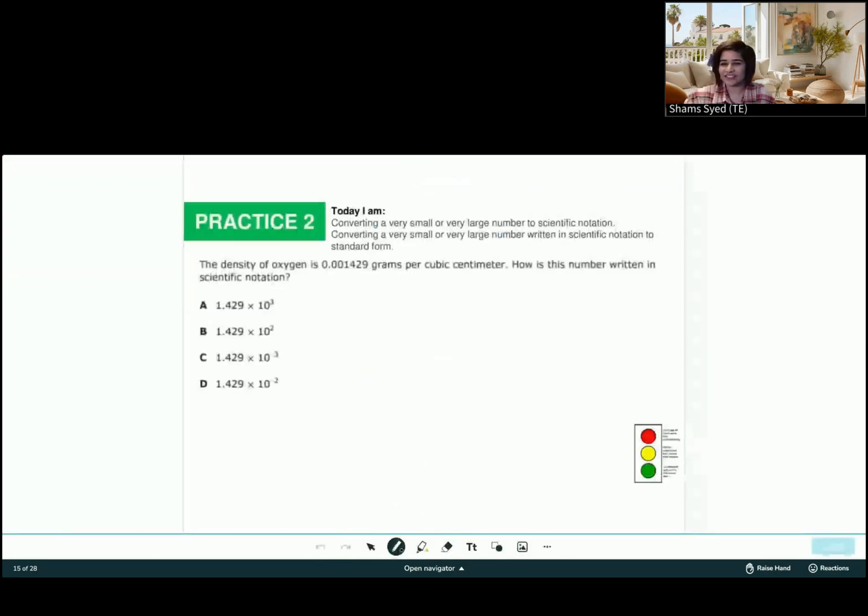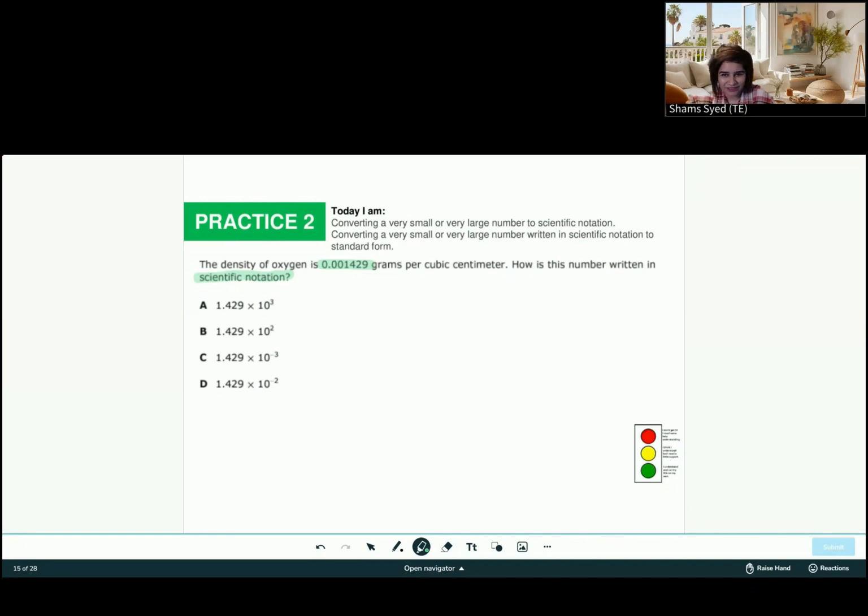Here we are with practice question 2. This is how students in the past were assessed on the topic. The density of oxygen is 0.001429 grams per cubic centimeter. How is this number written in scientific notation? If you want, you can also use the calculator and help yourself. But if you really don't need one, you definitely can figure it out on your own. Let me see how you guys want to answer this one.